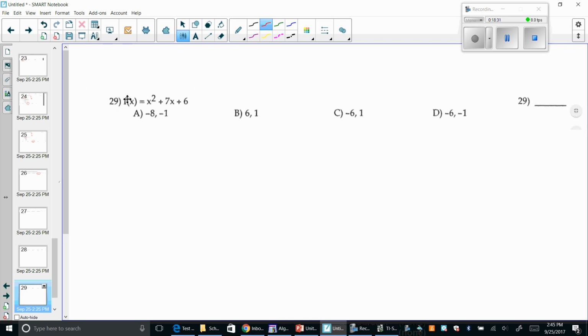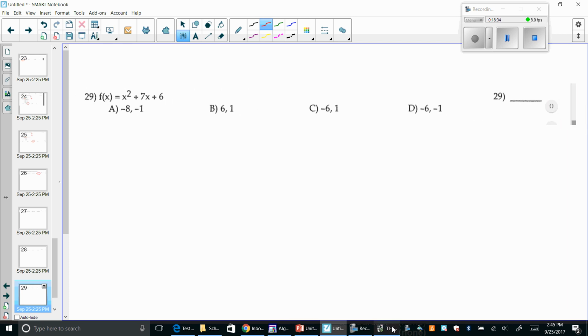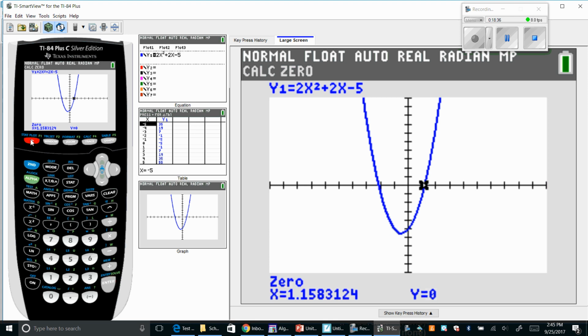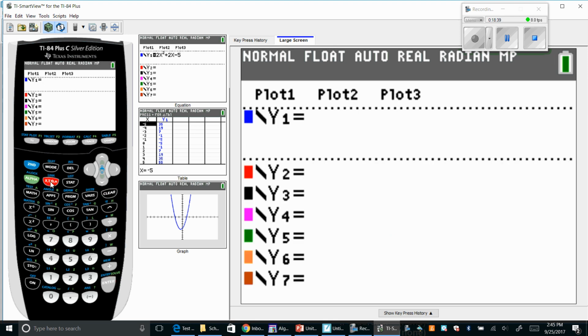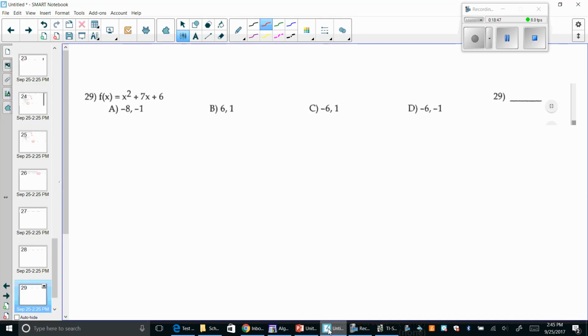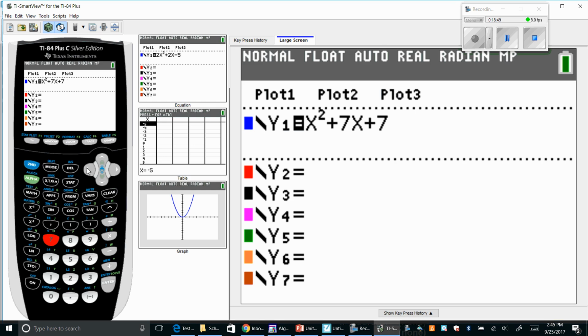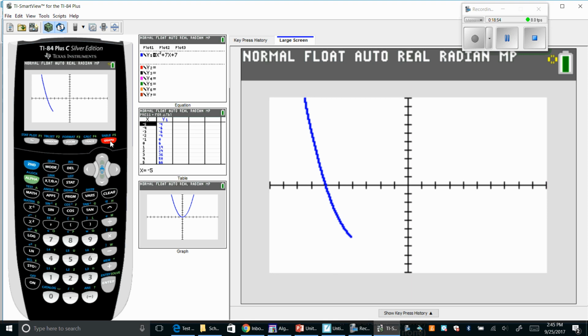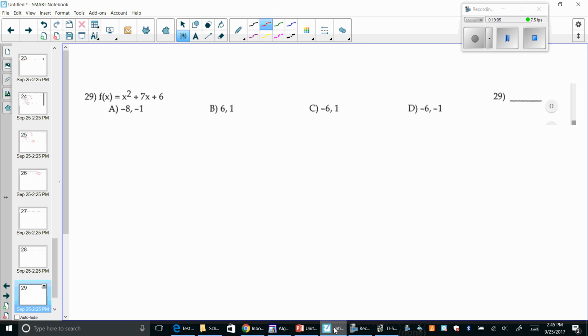And same thing here. X squared plus 7x plus 7. I got a minute and a half. I'll do this one. I want to keep it under 20 minutes. X squared plus 7x plus 6. All right, graph that. And I've got a 0 over here. I can count them. -1, -2, -3, -4, -5, -6. -1 and -6 would be my zeros. -1 and -6, my answer would be D.